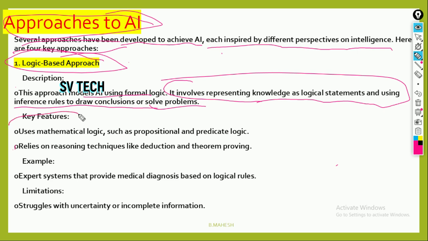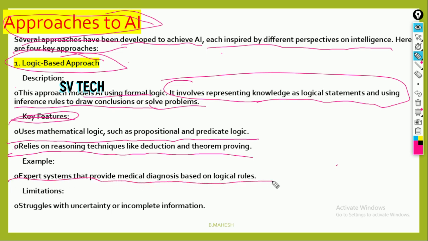The key features of the logic-based approach: it uses mathematical logic such as propositional and predicate logic. It relies on reasoning techniques like deduction and theorem proving. We are going to discuss deduction and theorem proving in future classes. Expert systems that can provide medical diagnosis based on logical rules are a very good example of a logic-based system. And here we have a few restrictions, or we can call them limitations, for the logic-based approach: it struggles with uncertainty or incomplete information.